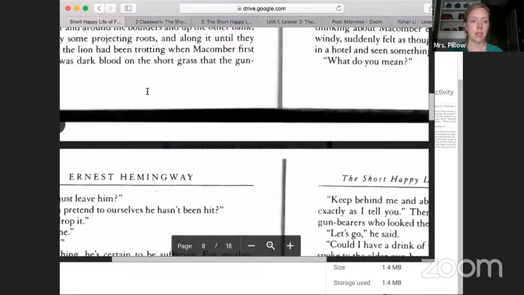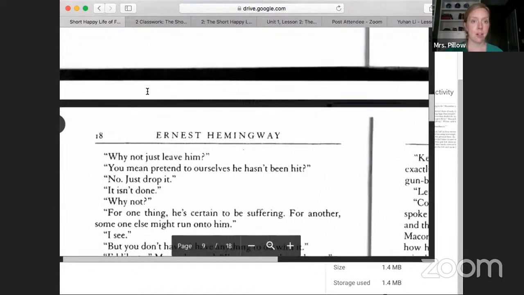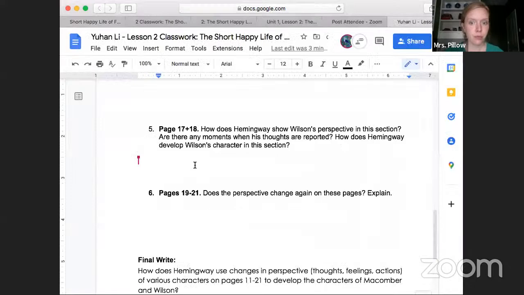So he's seeing a shameful thing. Francis just wants to leave the lion there to suffer and to possibly hurt someone else. Okay. So Hemingway shows Wilson's perspective in this section. I'll give you a few minutes to answer that in your own words, that one.